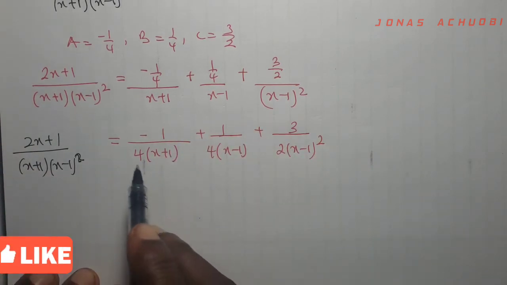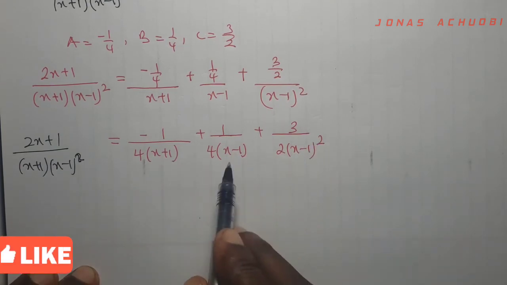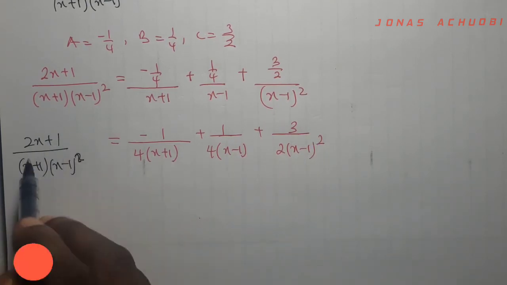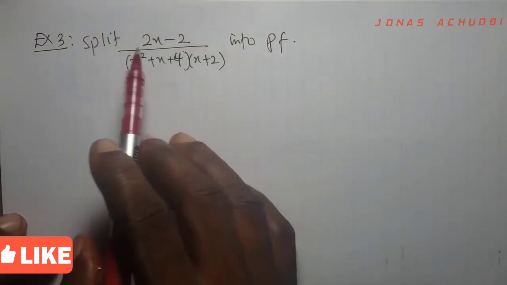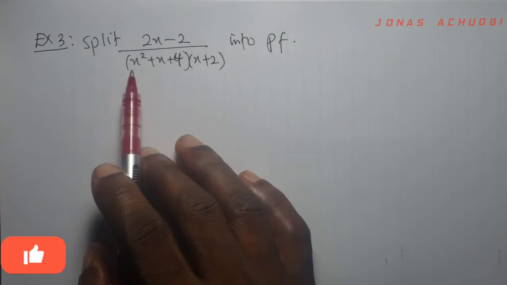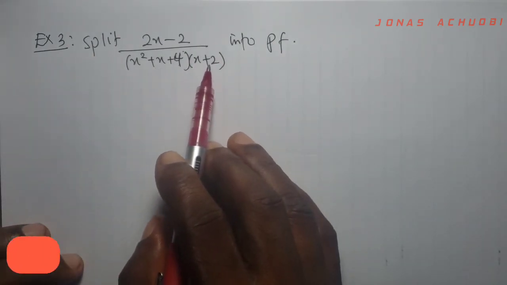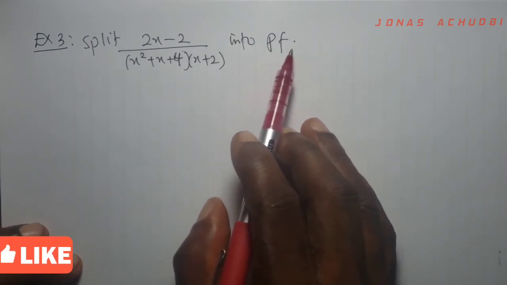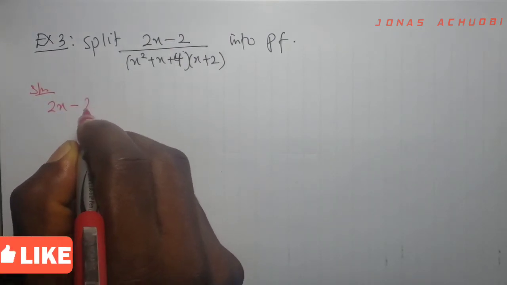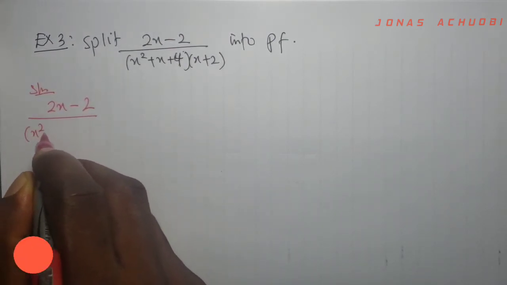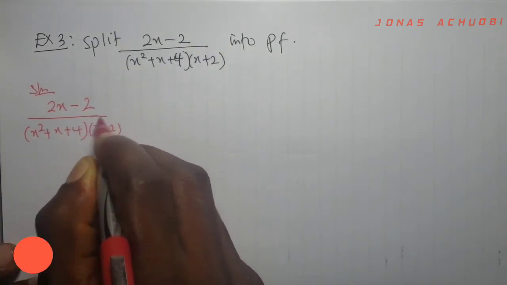So what this means is that if you simplify these 3 simpler fractions, what it gives to you is a compound fraction. In example 3, split 2x minus 2 over x squared plus x plus 4, and the second factor is x plus 2, into partial fractions. So solution, we have 2x minus 2 divided by x squared plus x plus 4 into x plus 2.